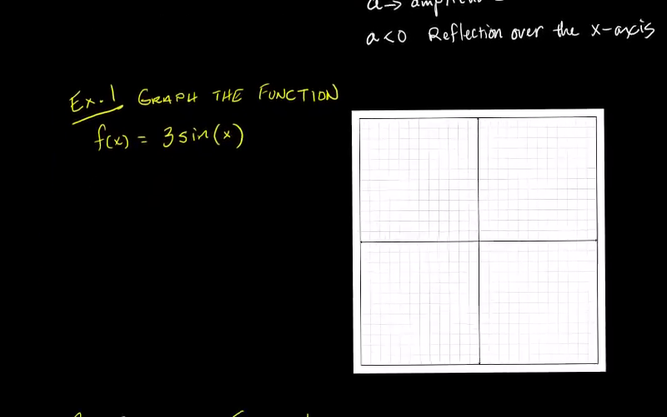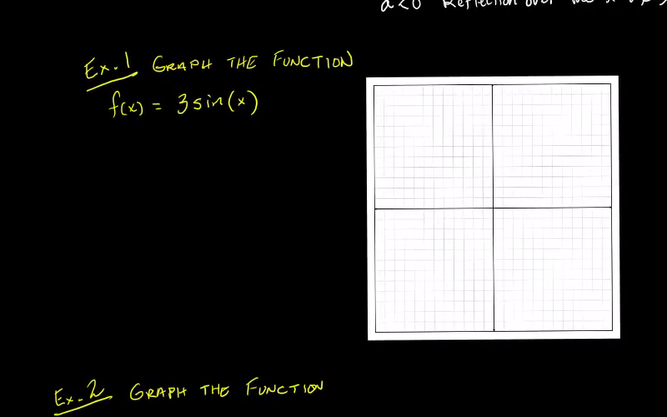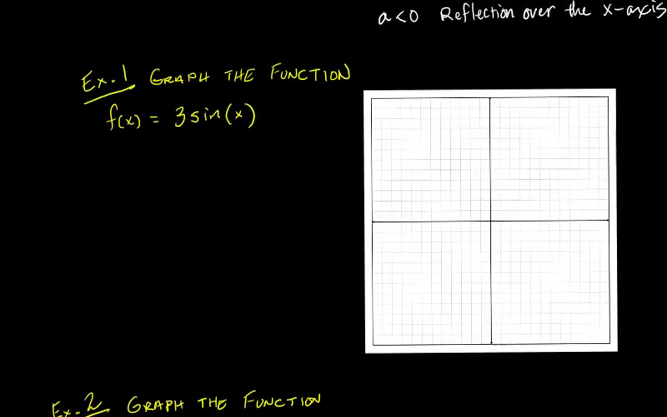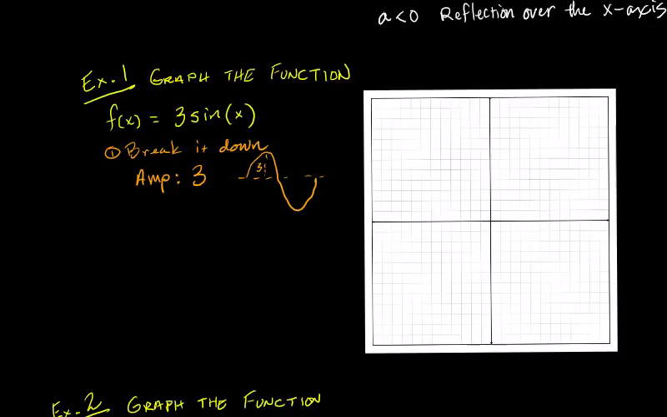Here we go. We have the function f of x equals 3 sine of x. So first thing I tell people to do is I tell them to break it down. So if you break it down correctly, you would say that the amplitude is the coefficient of the sine, so it would be 3. And once again, what that means is if that's the middle of our graph, it's going to go up 3 units above and down 3 units below. So you have 3 units here and 3 units there.